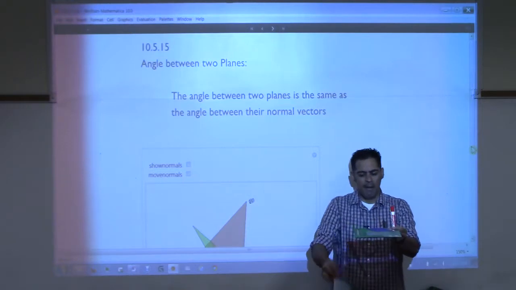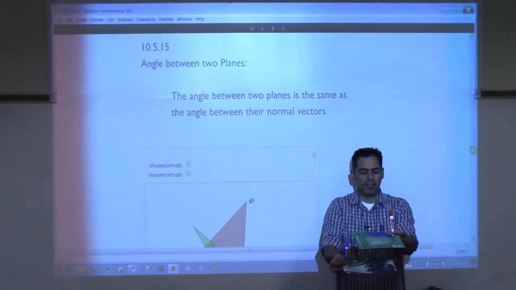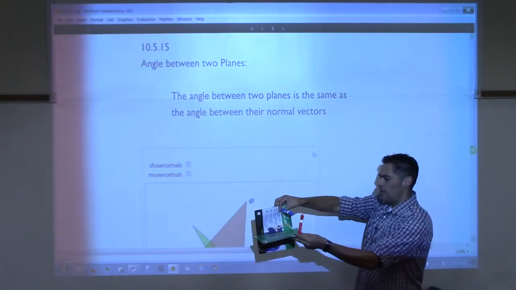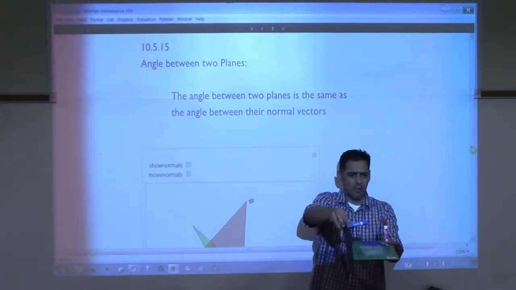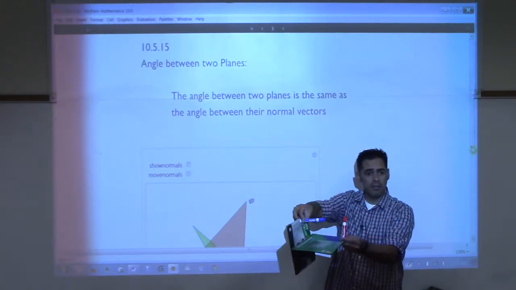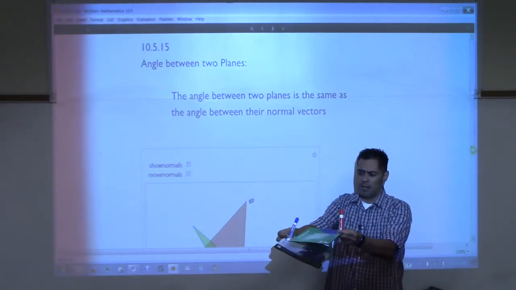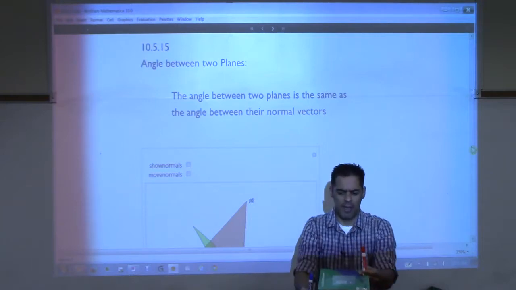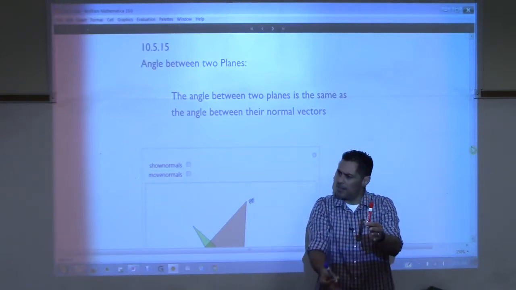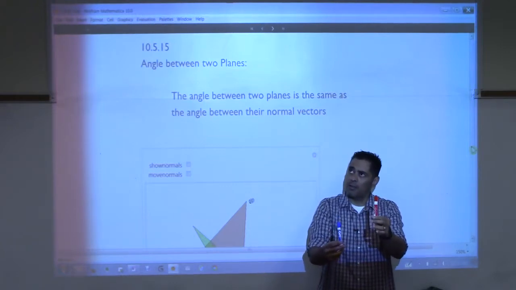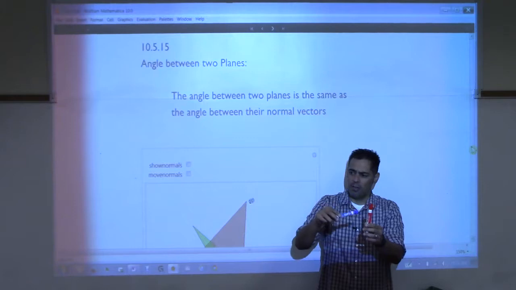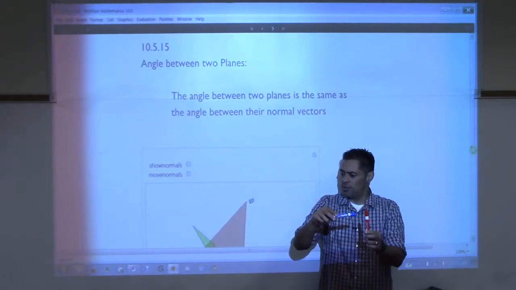All right. These each have normal vectors. Look at what happens when they're orthogonal. When the planes are orthogonal to each other, look at what their normal vectors are. They're orthogonal also, aren't they? And then if I go like this, these two normal vectors are what? Parallel, and the planes are parallel. So when the planes are parallel, the normals should be parallel. And when the planes are orthogonal, the normals should be orthogonal.